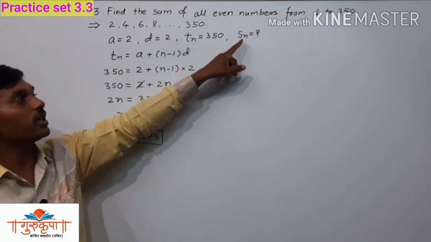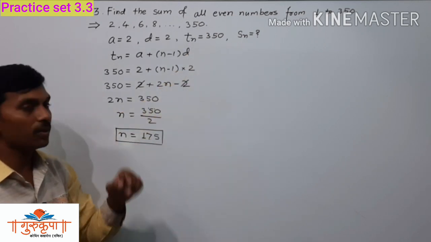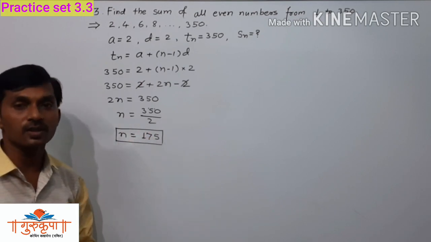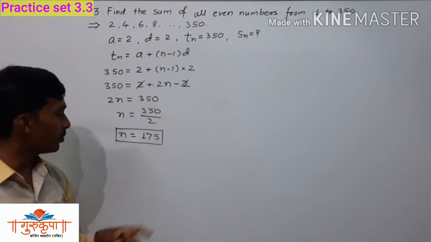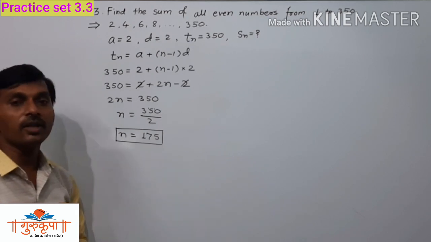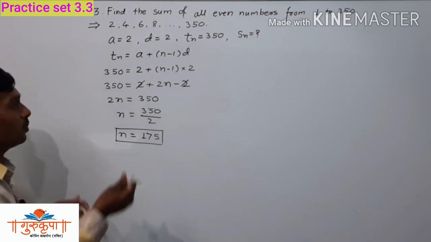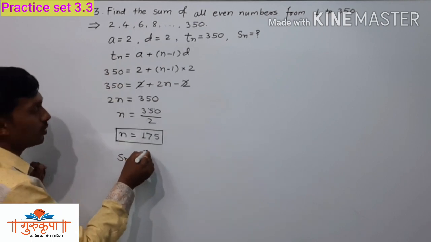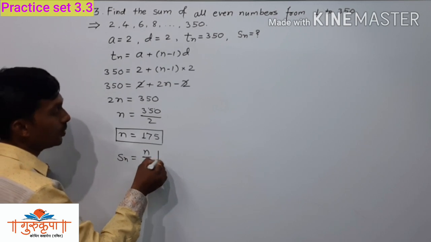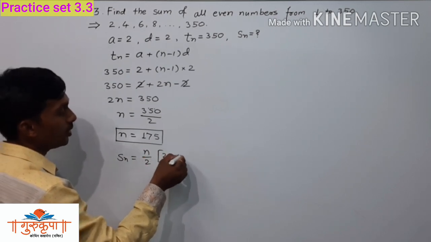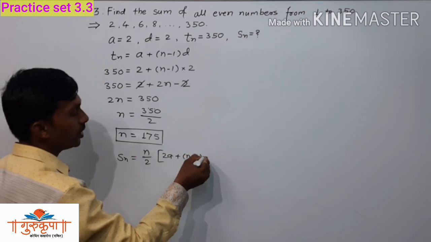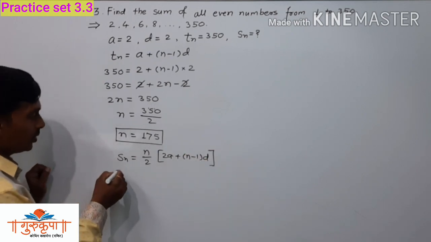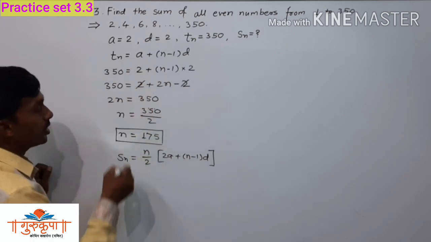Now since we have to find S175, we have to find the sum of the first 175 terms. We will write the formula for finding the sum of the n terms, that is Sn is equal to n upon 2 into the bracket 2a plus n minus 1 into d. Now put the values and find the value of S175.